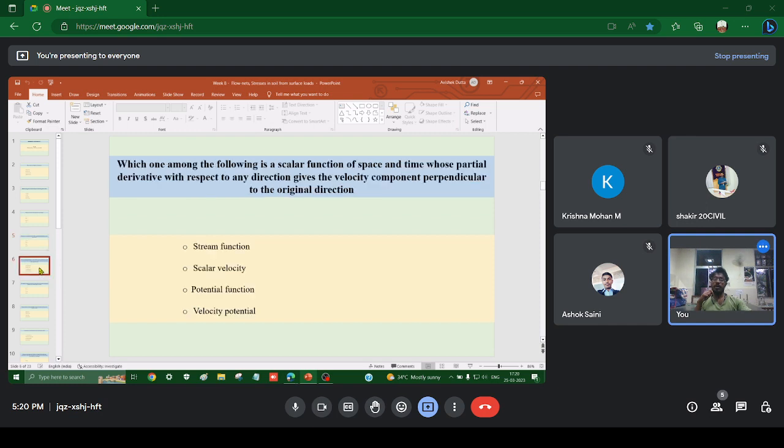Next question. Which one among the following is a scalar function of space and time whose partial derivative with respect to any direction gives the velocity component perpendicular to the original direction? The options are stream function, scalar velocity, potential function, or velocity potential.